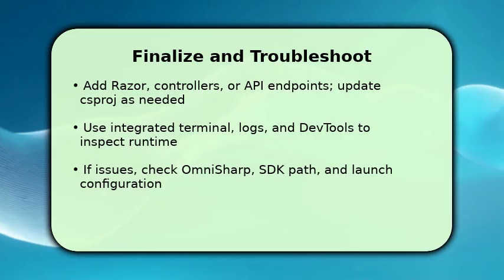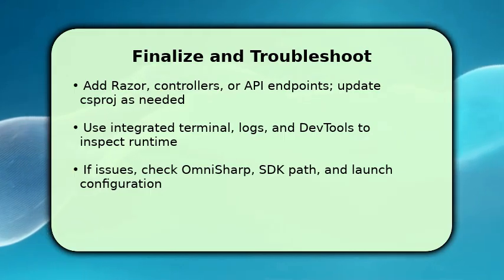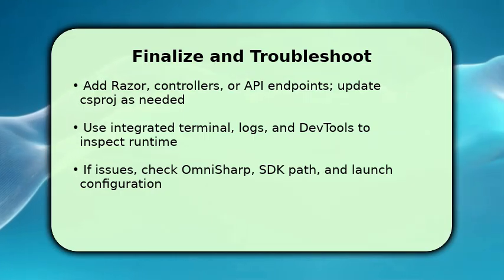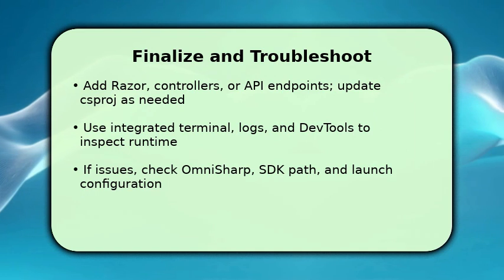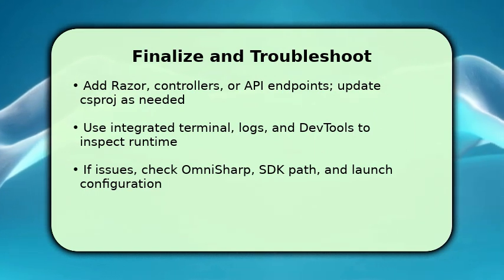If something goes wrong, first check OmniSharp status at the bottom bar, confirm the .NET SDK path matches dotnet --info, and verify launch.json points to the correct framework and program path. Restart VS Code after fixing configurations to reload the environment.